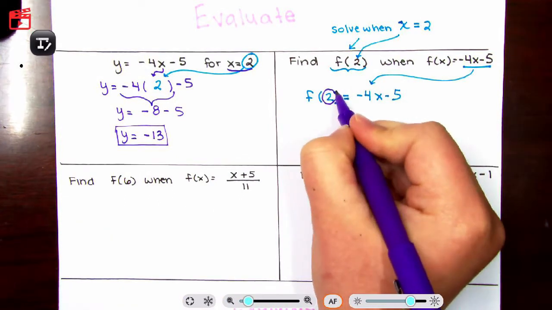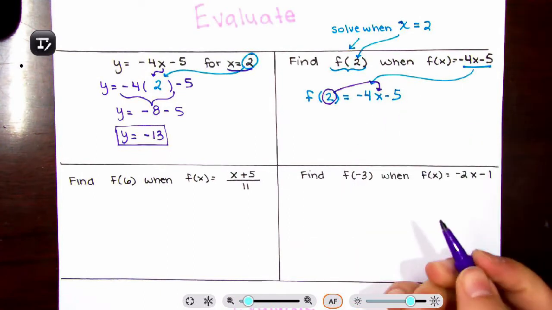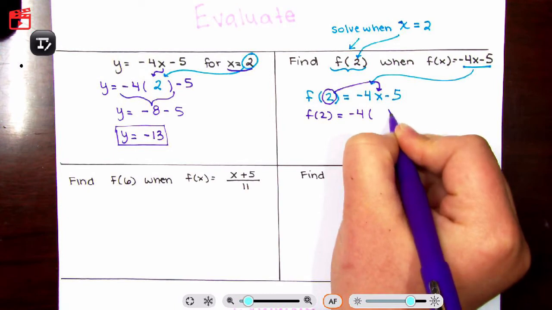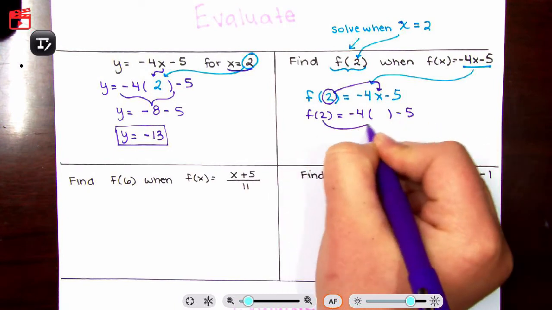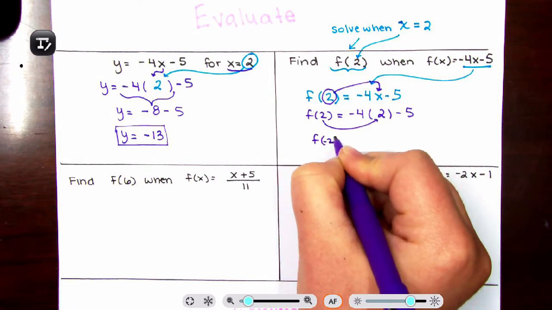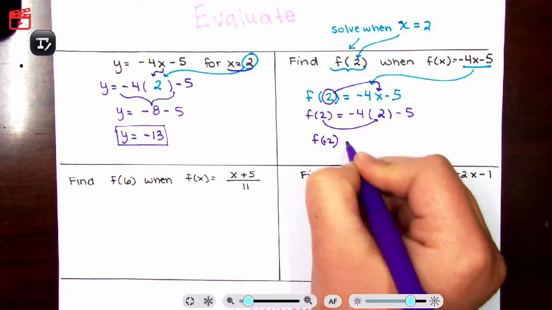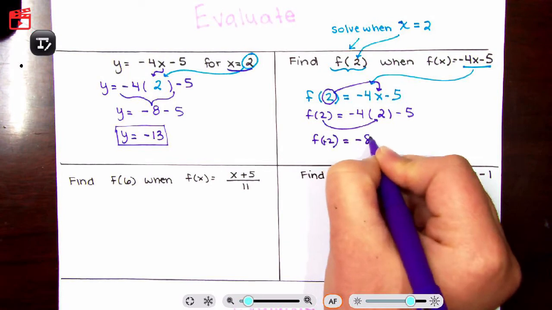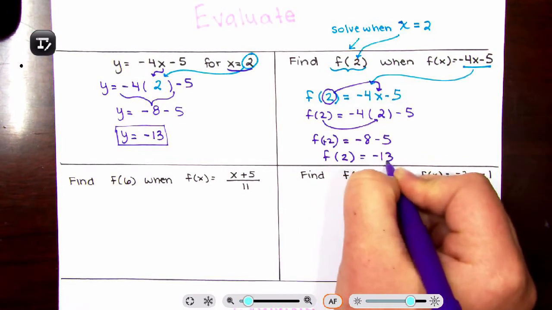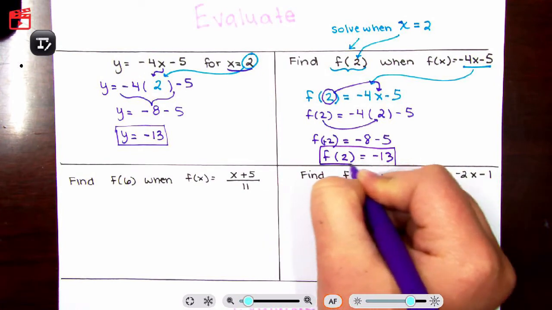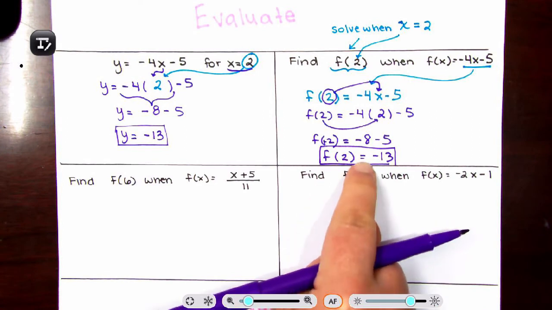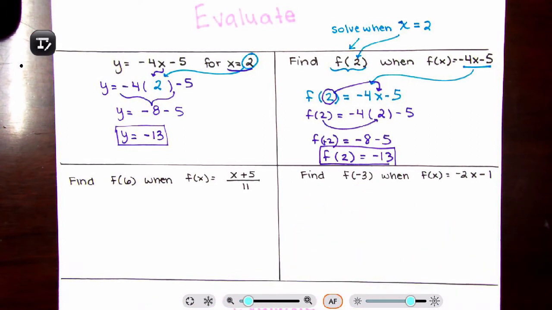This 2 is what I'm replacing x with. So f of 2 is equal to negative 4 times 2 minus 5. This 2 goes here. So f of 2, positive 2, is equal to negative 8 minus 5. So f of 2 is equal to negative 13. So when x is 2, it equals negative 13.